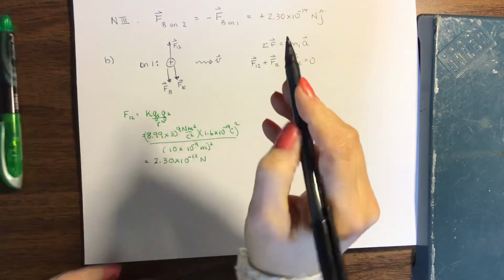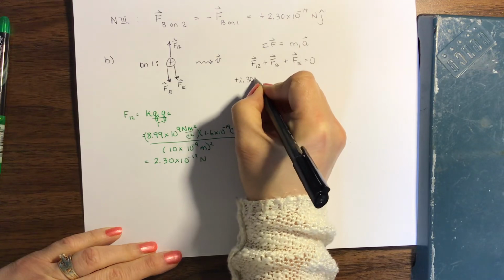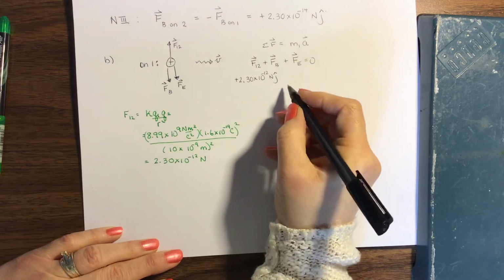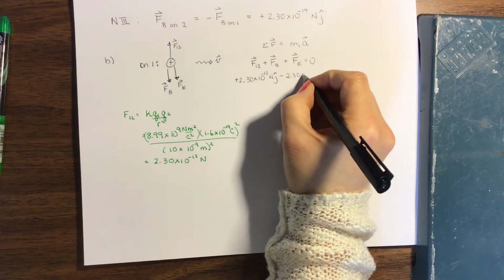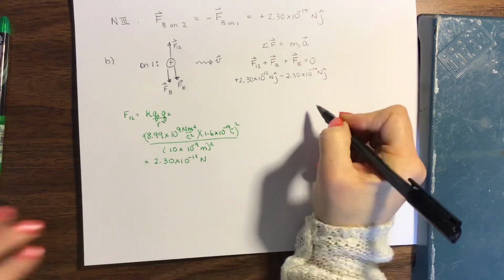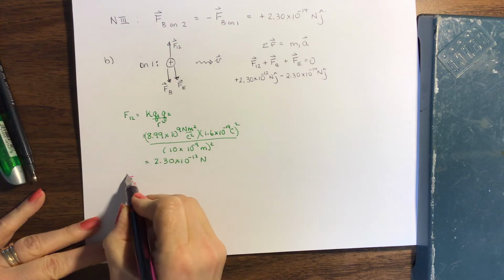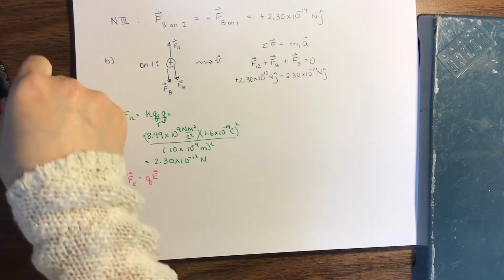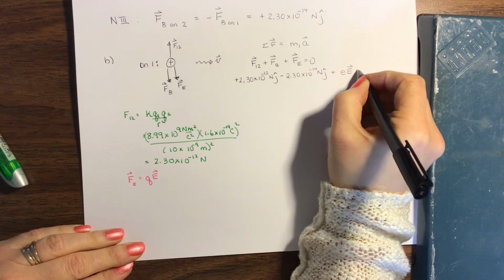Okay, in my picture that points straight up, so I've got plus 2.30 times 10 to the minus 12 newtons J hat. My magnetic force, I found that a moment ago, that was minus 2.30 times 10 to the minus 14 newtons J hat. And for my electric force, I remember that electric force is equal to charge times electric field. My charge is my proton charge times my electric field.